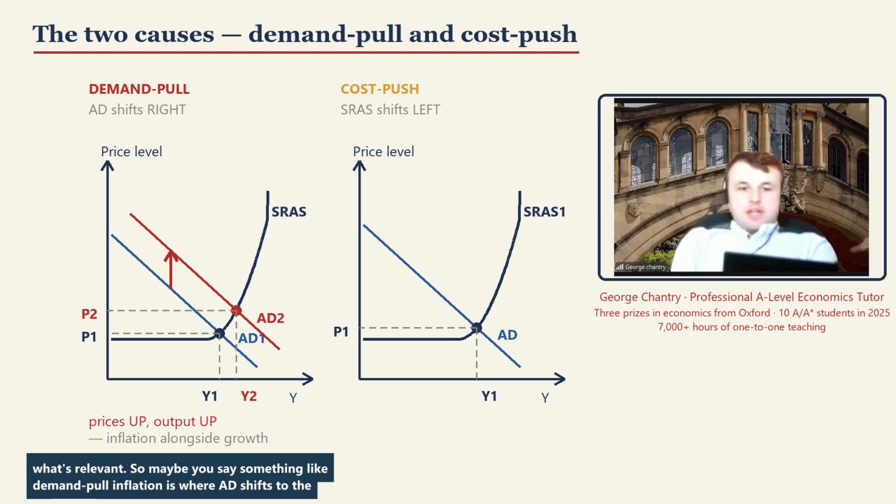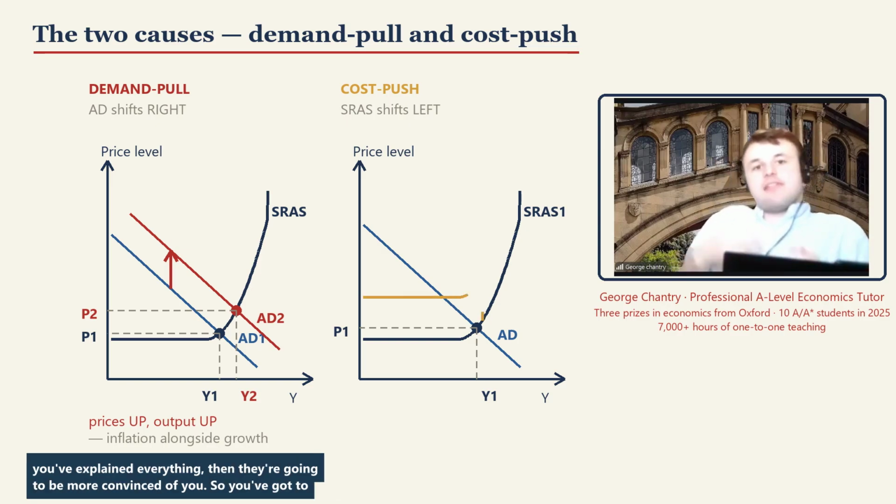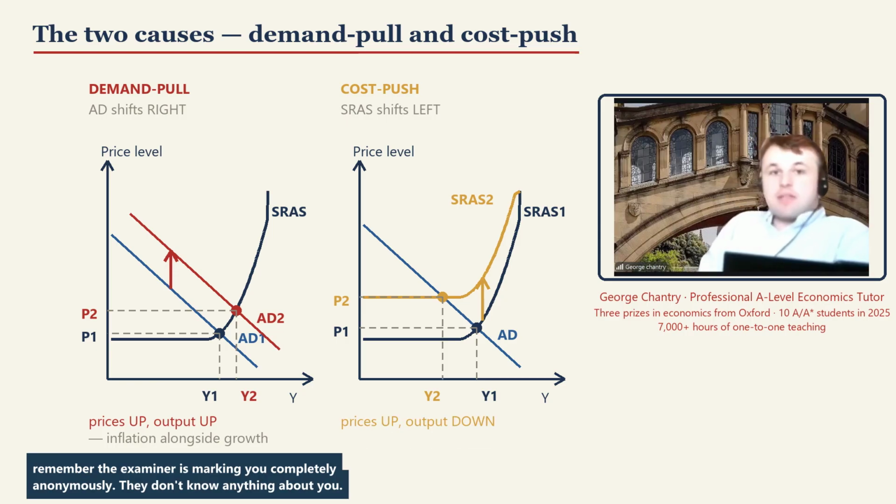So maybe you say something like demand pull inflation is where AD shifts to the right, cost push inflation is where AS shifts to the left. If I read that as an examiner, I go, okay, great, this is not one of those terrible scripts, straight away. So the examiner is going to be happier with you, right? And then if you've got a nice diagram, nice chain of reasoning, you've explained everything, then they're going to be more convinced of you. You've got to remember the examiner's marking you completely anonymously. They don't know anything about you.